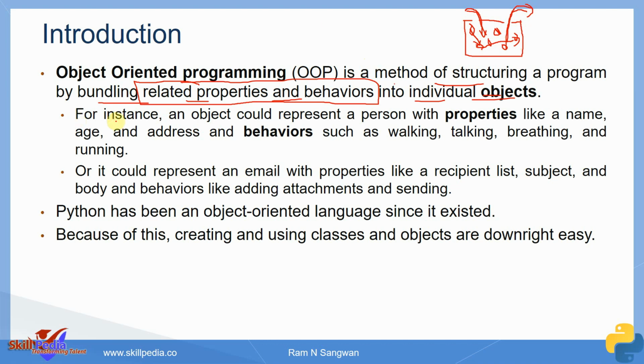For instance, an object could represent a person with properties like name, age, and address, and behaviors such as walking, talking, breathing and running. This was the main reason for the introduction of this language.